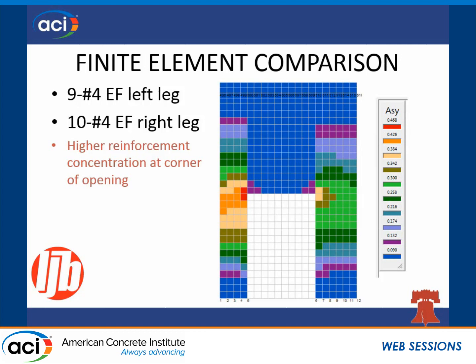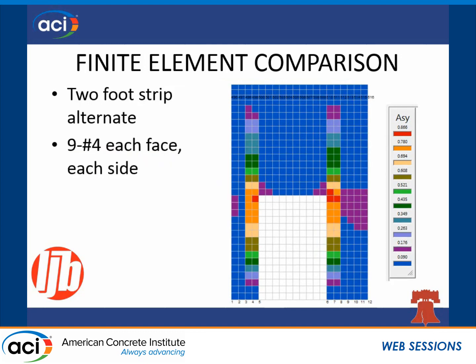Just for comparison's sake, what if we were to take this panel and analyze it with this 2-foot strip load on either side? That's something that we could do now because of the tools that are available to us with the finite element model package. If we use the 2-foot strip on either side of the panel leg, we could come up with a solution using number 4s in each face. That would be rather tightly packed reinforcement, and I encourage you to consider other options in that case. But this gives you an illustration of some of the tools that are available to us that we hone in on different solutions.